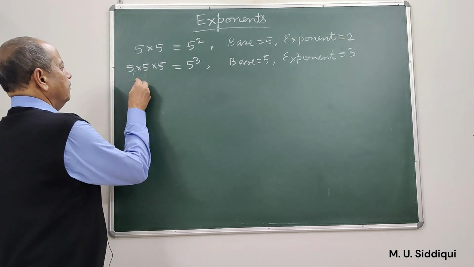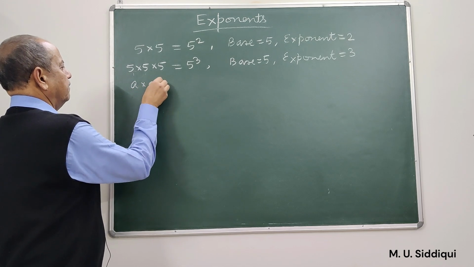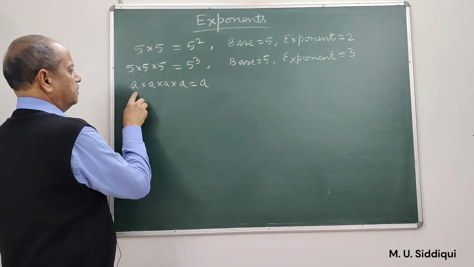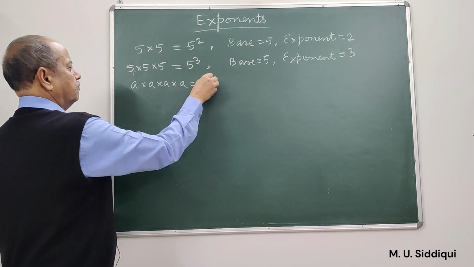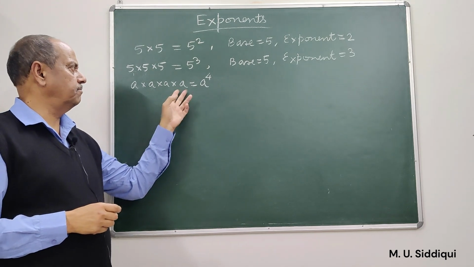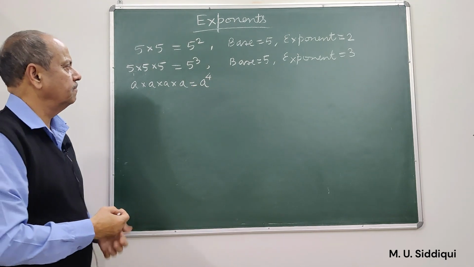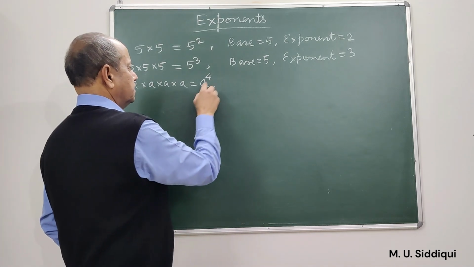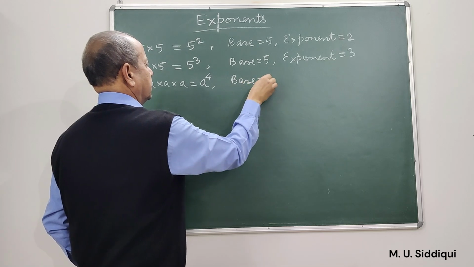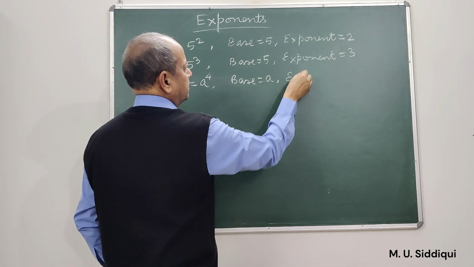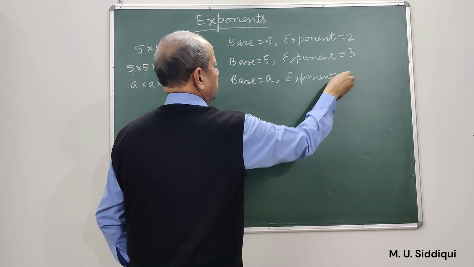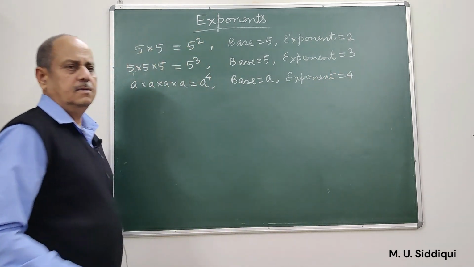Okay, in general, if a is multiplied with a, multiplied by a, multiplied by a, we will write this as the base a raised to power 4, which indicates that this base a has been multiplied with itself 4 times. Same way you can write that the base is a and the exponent is 4.